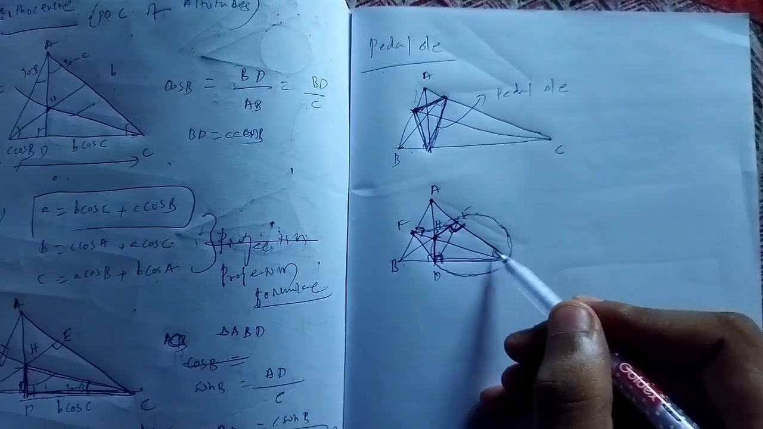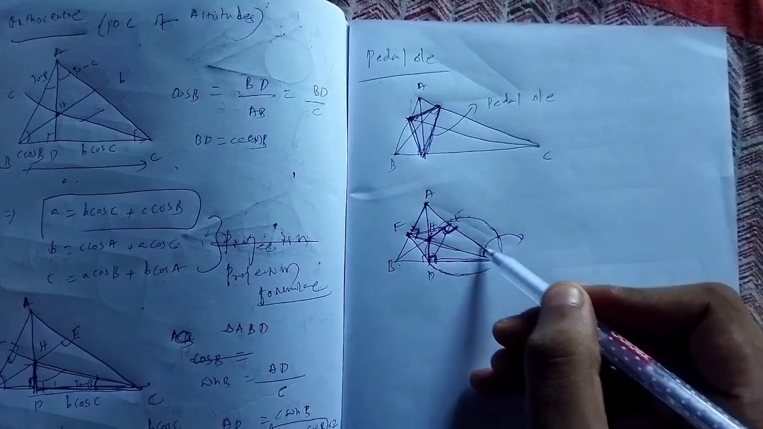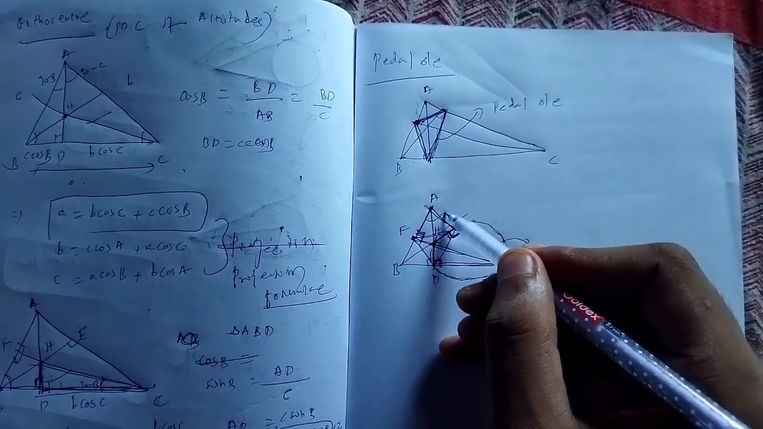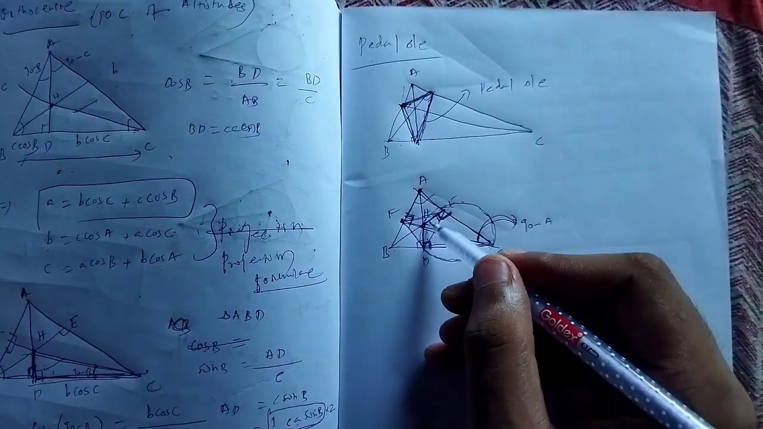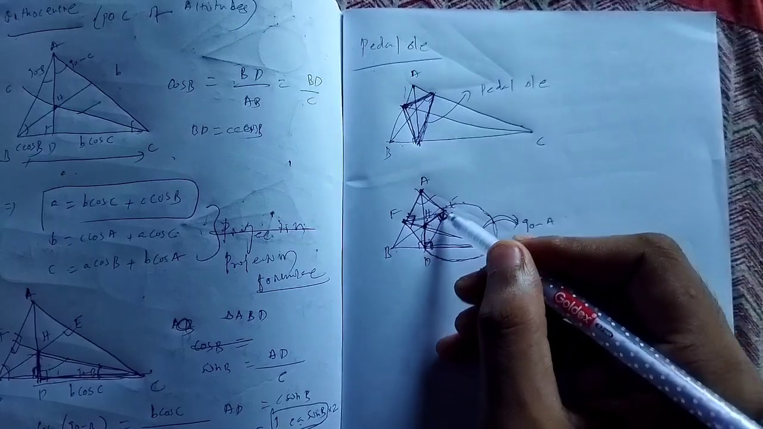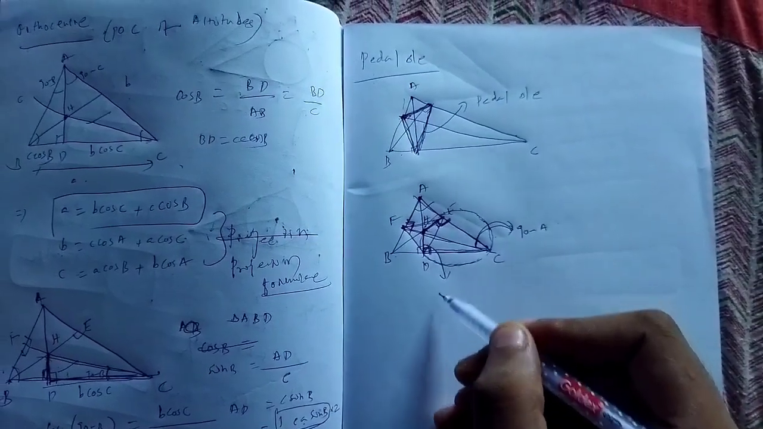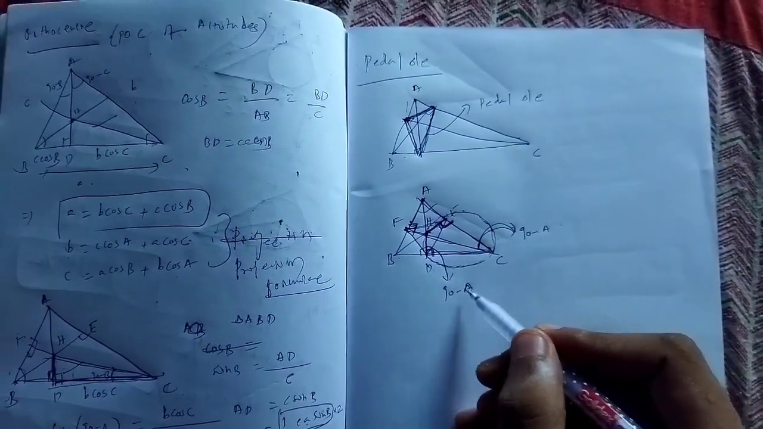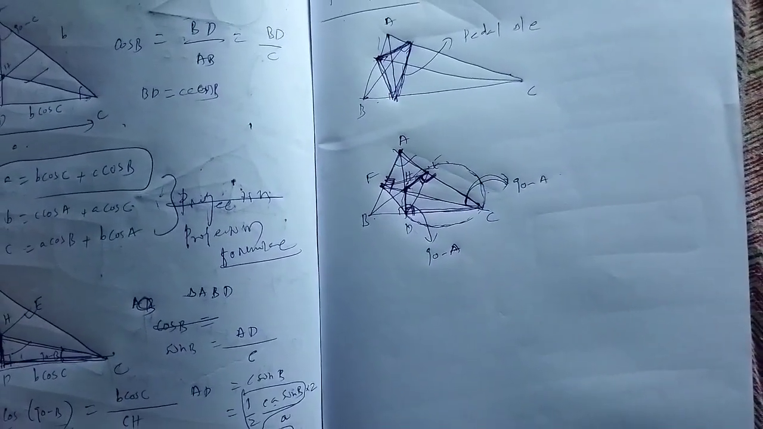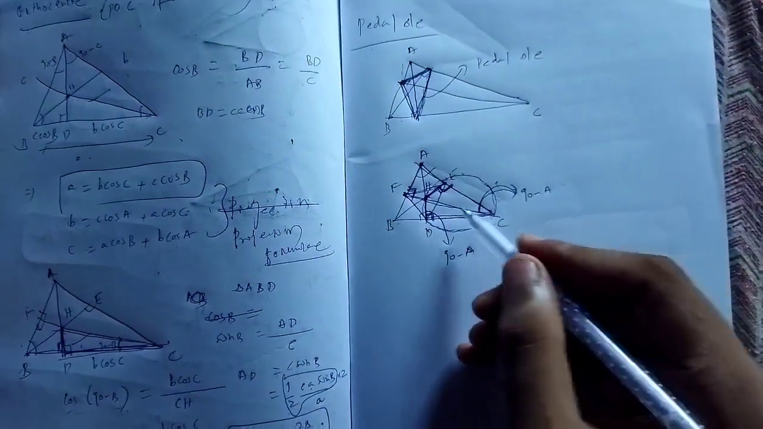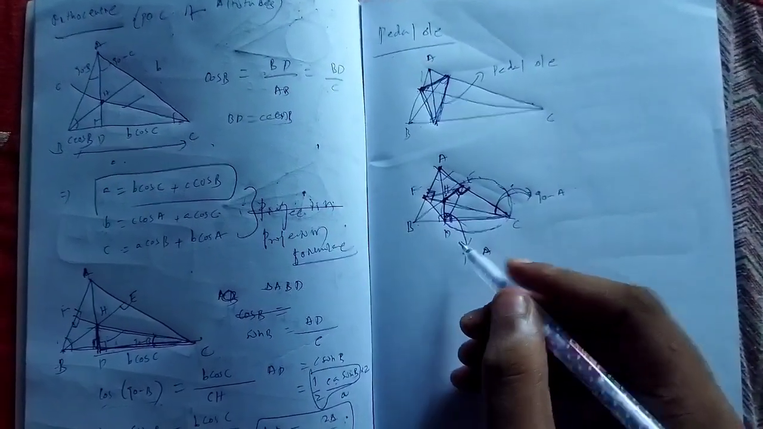and the angle here, as this is 90 in this triangle and this is A, this is 90 minus A. So in this circle, as it is a chord, these two angles will be equal because angles in the same segment are equal. So as it is 90 minus A, this is also 90 minus A.